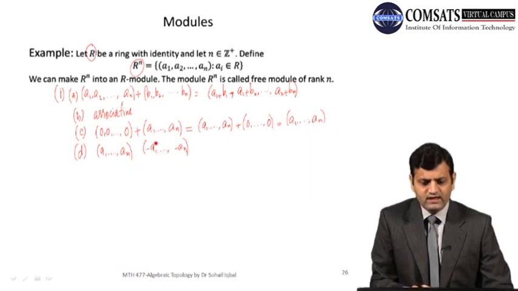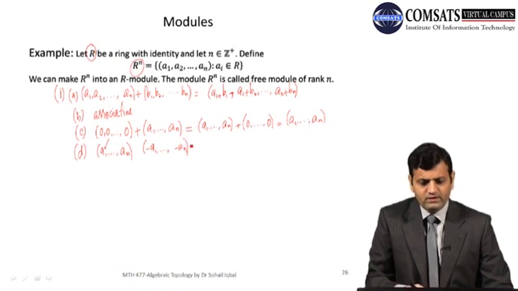So why does (-a1, ..., -an) belong to this set Rn? Because R is a ring, which is an abelian group under addition. So given any a1 belonging to R, there must exist -a1, the additive inverse of a1, inside R, which is a ring.